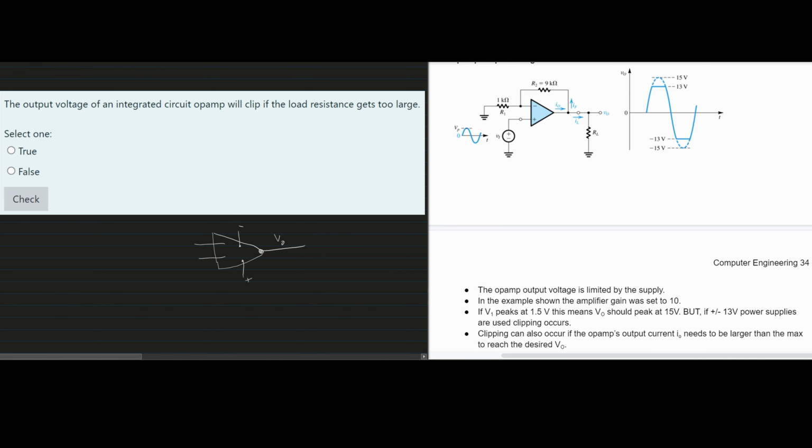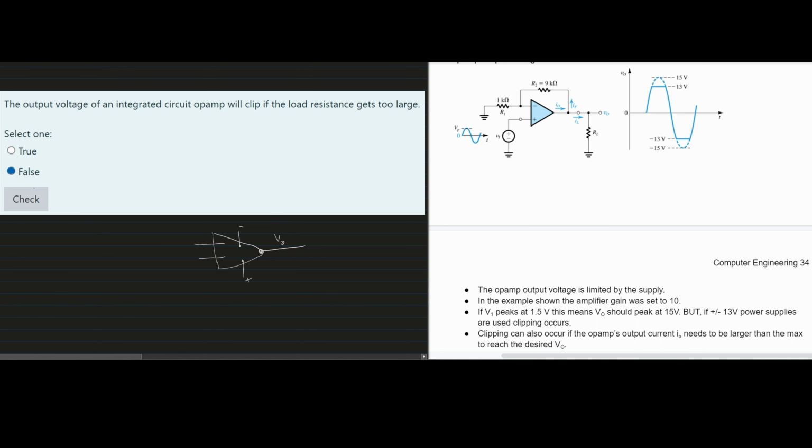Now it's asking us if the output voltage, or V out, of our op-amp will clip if our load resistance is too large. If load resistance is too large, it's basically going to limit some of the voltage that goes into our op-amp. But this isn't a problem. So it's not going to clip if our load resistance is too large. It's just not going to be letting a lot of voltage in. What causes clipping is not the load resistance getting too large, so this is false.